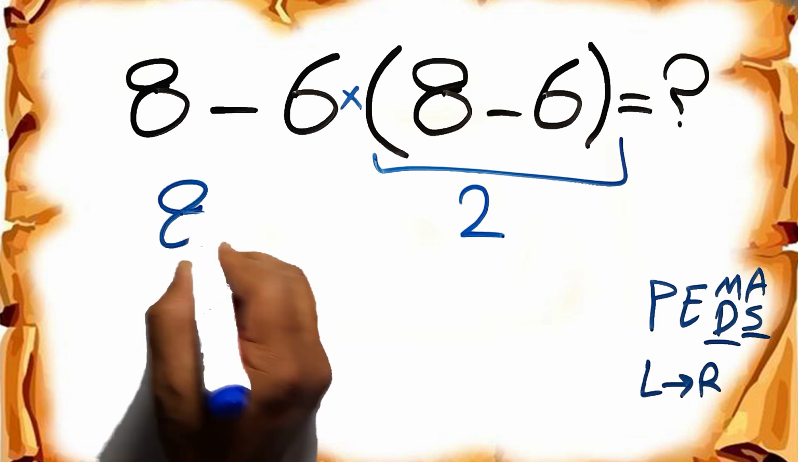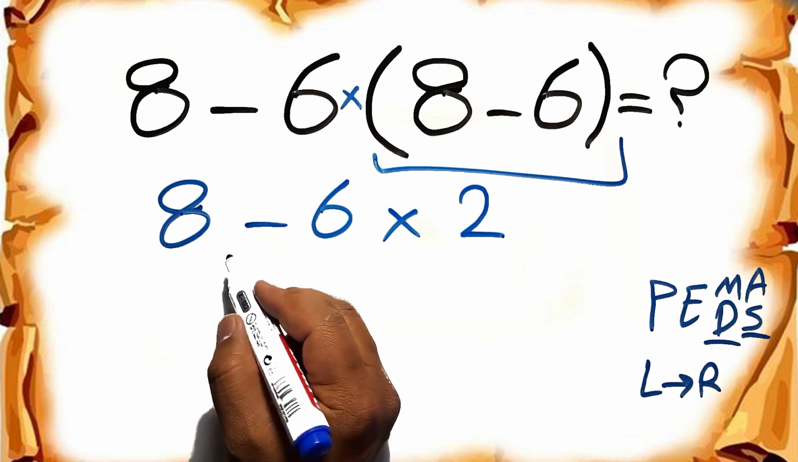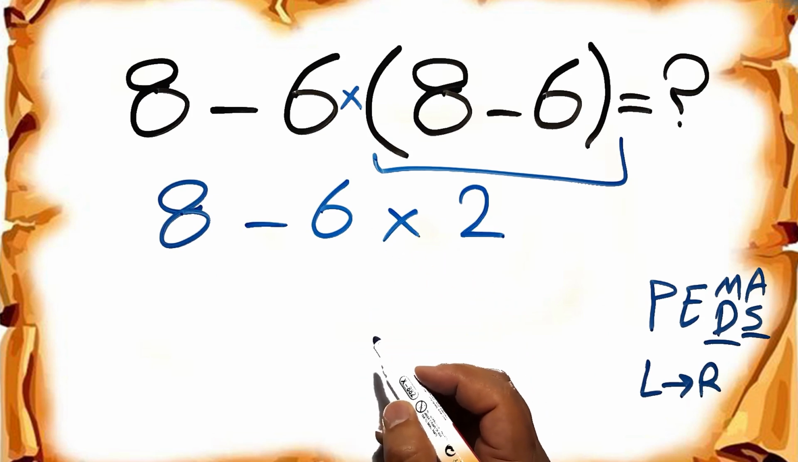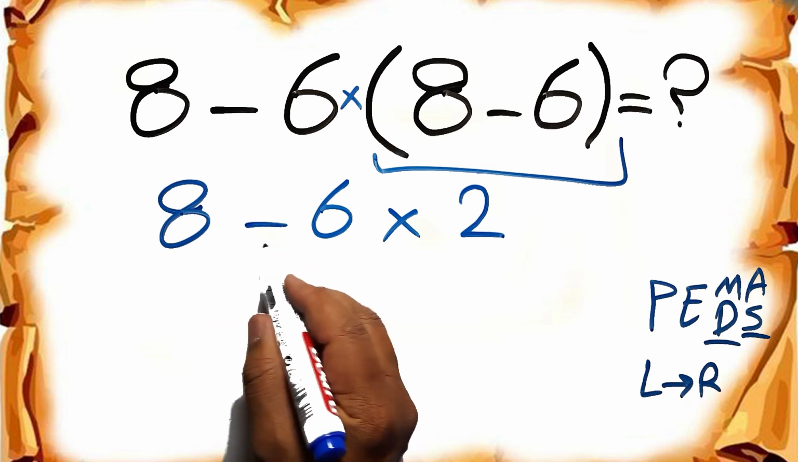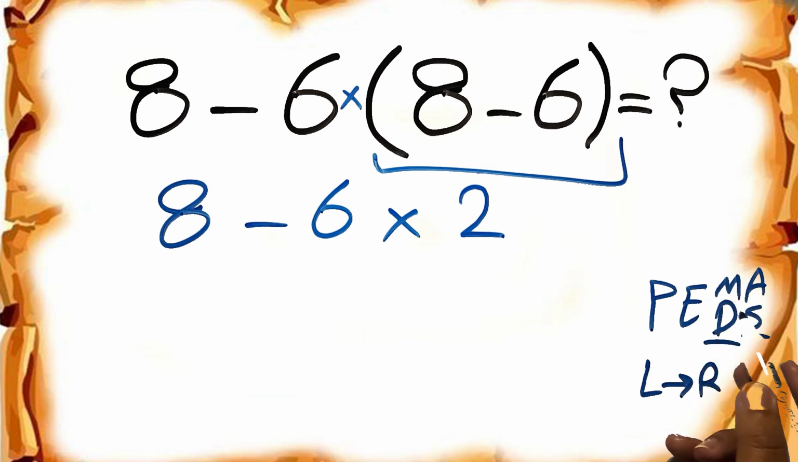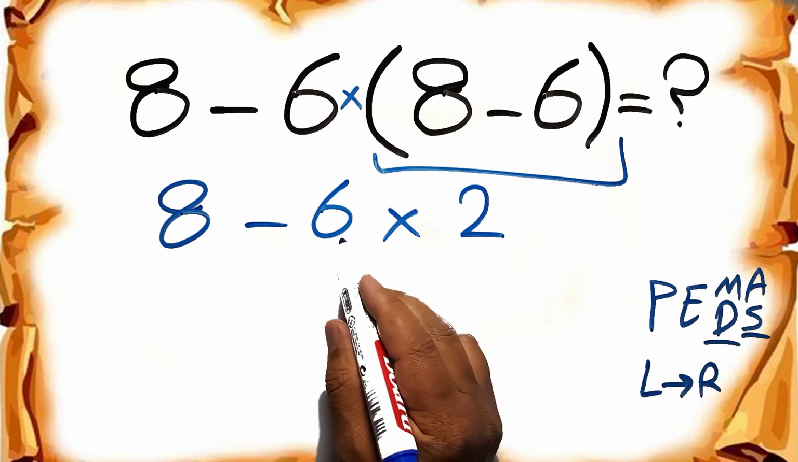So 8 minus 6 times 2. Now we have one subtraction and one multiplication. According to PEMDAS, multiplication has higher priority than subtraction because multiplication comes before subtraction. So here first we have to do this multiplication.